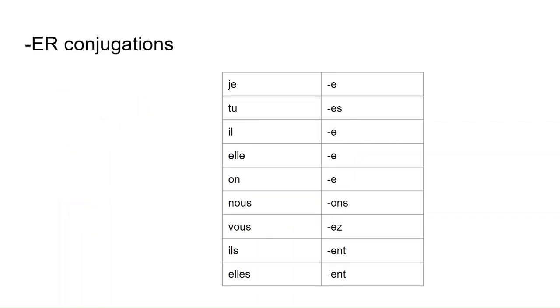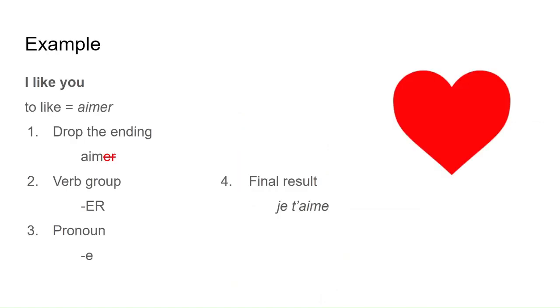To say I like you, you would use the verb aimer, meaning to like. And in order to conjugate this verb, you would take note that je, referring to I, is the correct pronoun to use. Moreover, you would also note that this verb belongs to the ER group of verbs. So you drop the ER ending from aimer, adding the ending E, which is the relevant ending for je within the ER group. As a result, you get je t'aime.